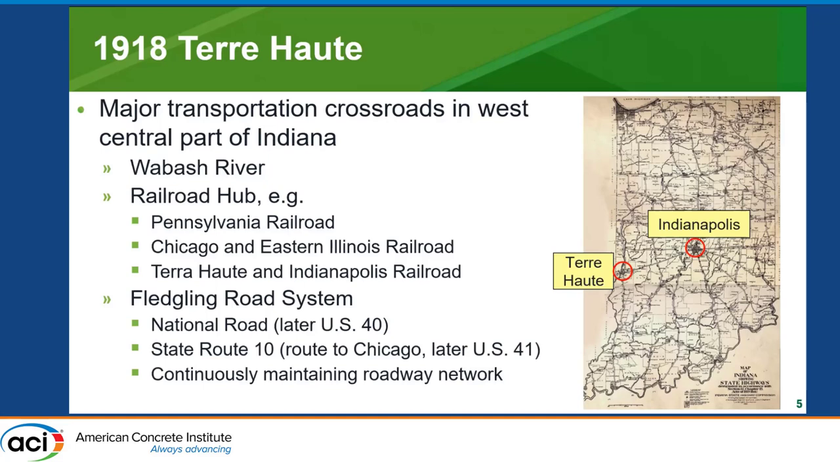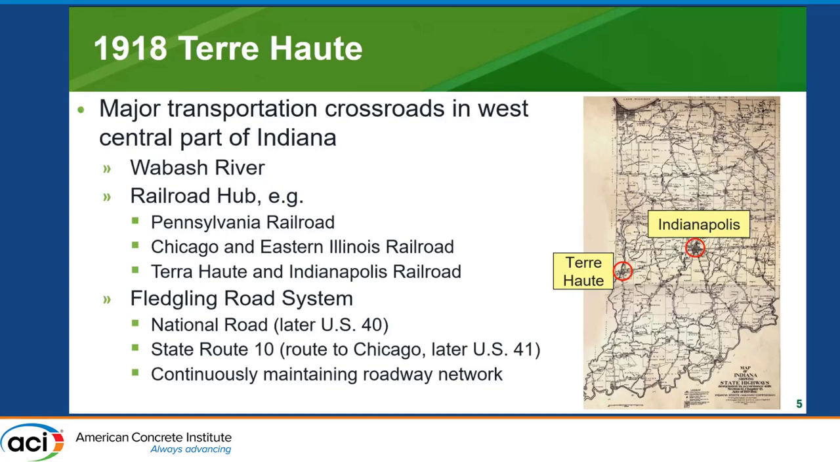It was also a major point where the fledgling road system was beginning to develop and take shape. The National Road came through Terre Haute, which later became US 40. And there was also a major route, State Route 10, that came from Chicago, went through Terre Haute and down into Kentucky, into the coal lands of Kentucky. That was a major roadway that later became US 41.